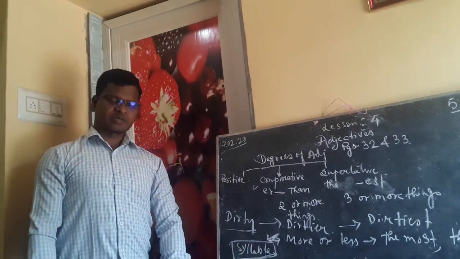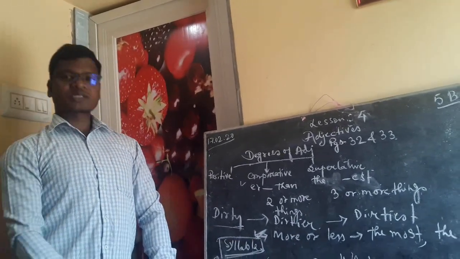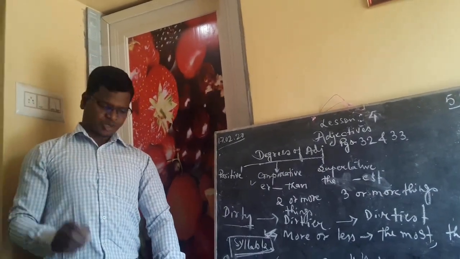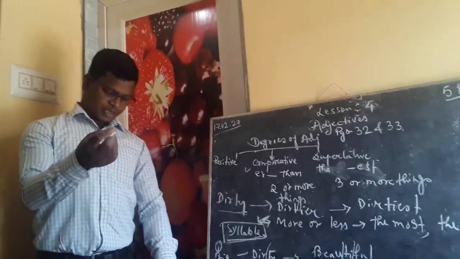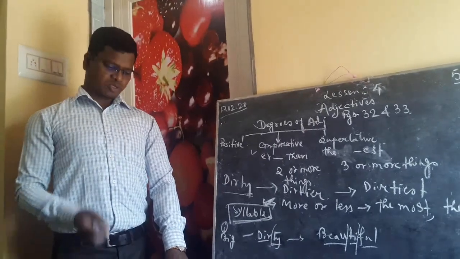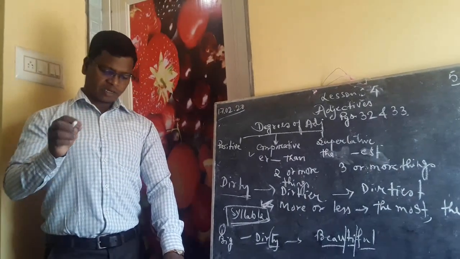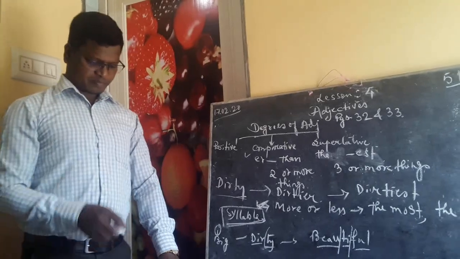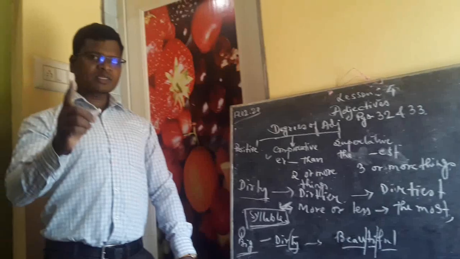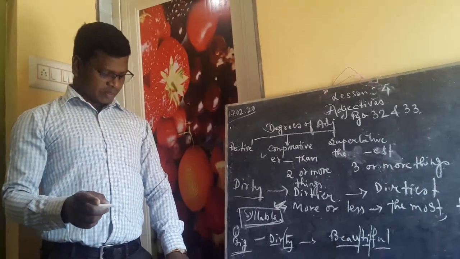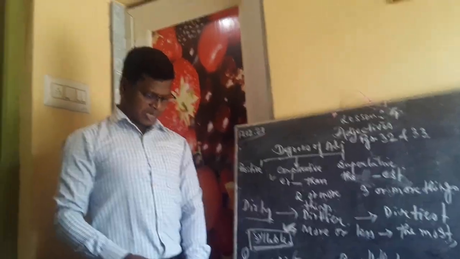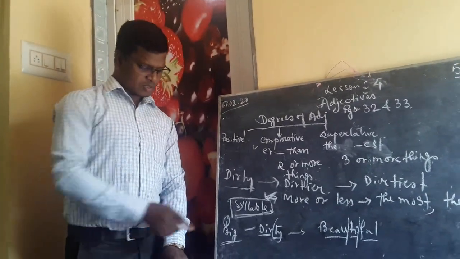This also you can see from page number 32. What is a syllable? A syllable is a unit of one vowel sound in a word. So it is a unit of one vowel sound in a word. For example, you can see here big. So big is an example of what? One syllable. And then dirty. Here you have got how many syllables? 2 syllables. Dirty has 2 syllables.